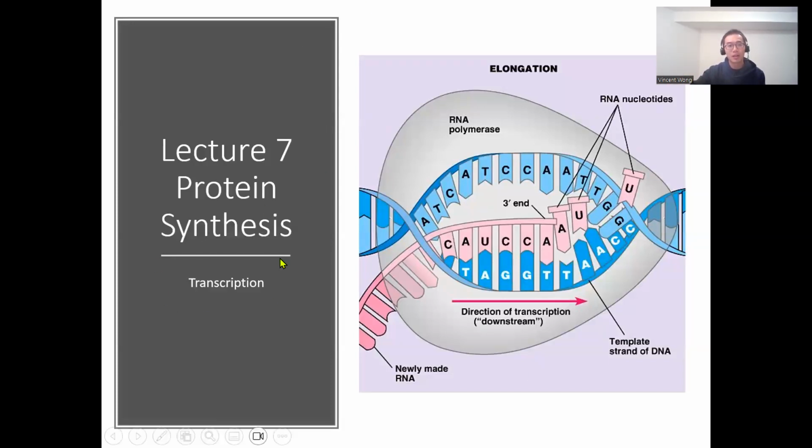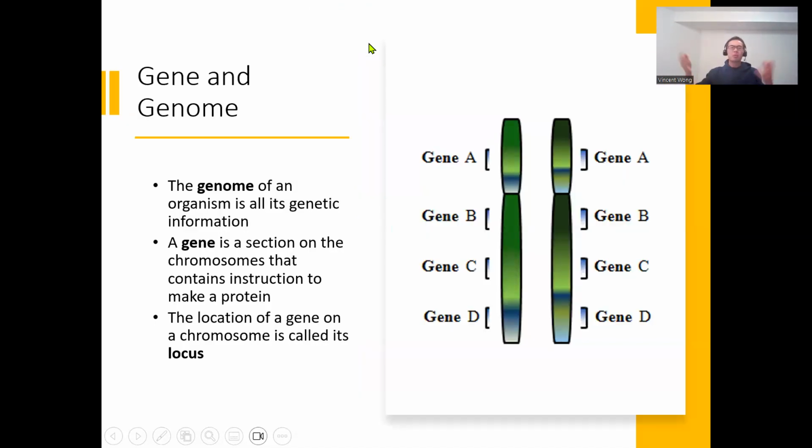So let's start with transcription. Some terms that we have to remember when we discuss transcription and translation. First of all, all of your genetic material, we call that genome. That's all of your genetic material. Chromosome 1 all the way to chromosome number 23. Okay, that's a genome.